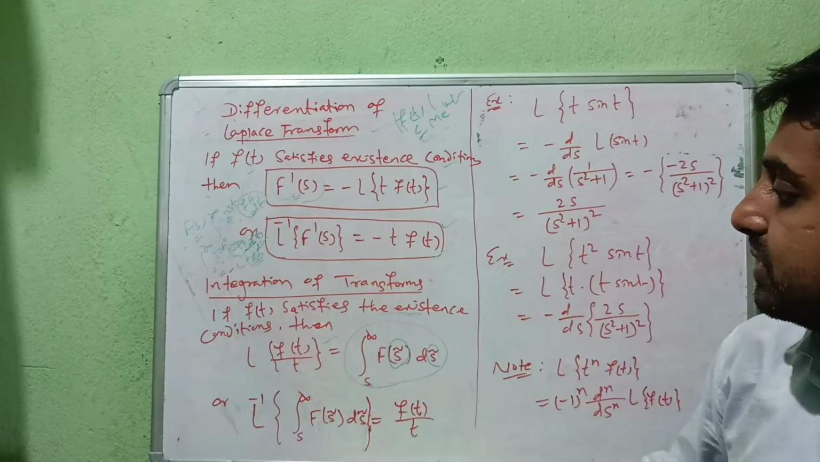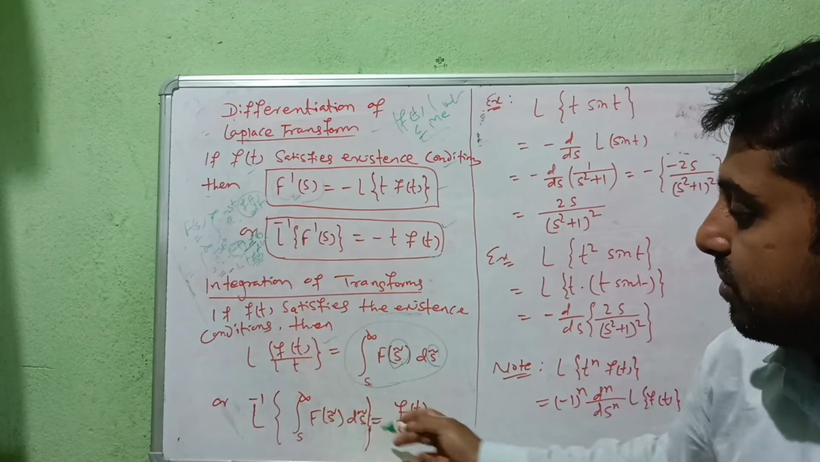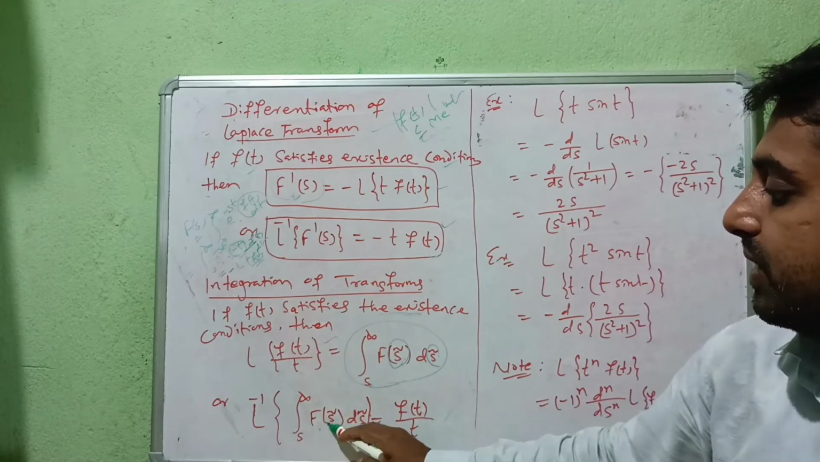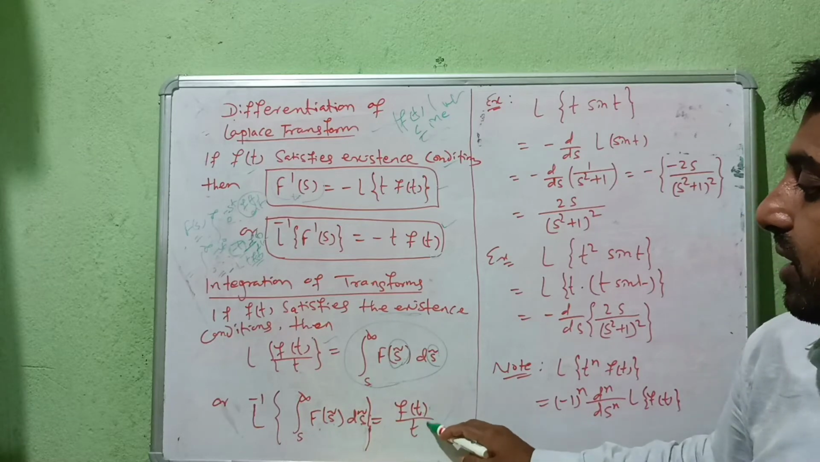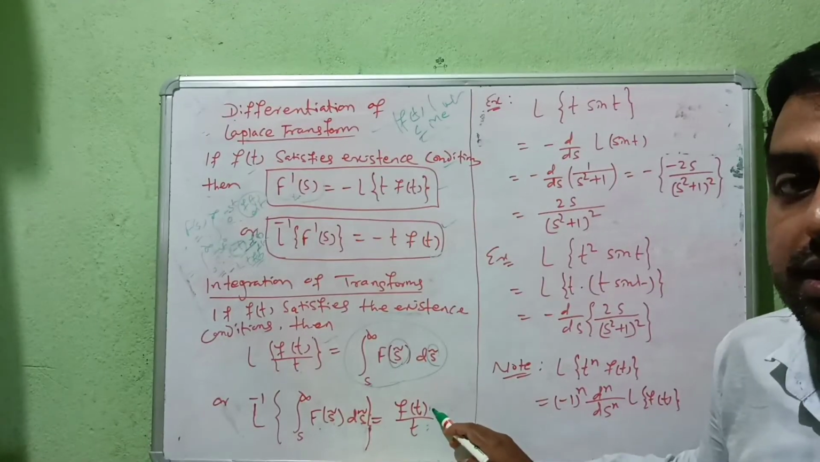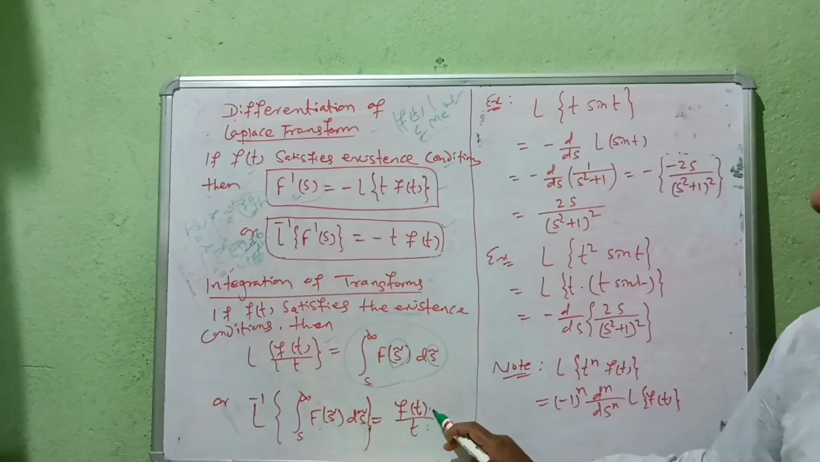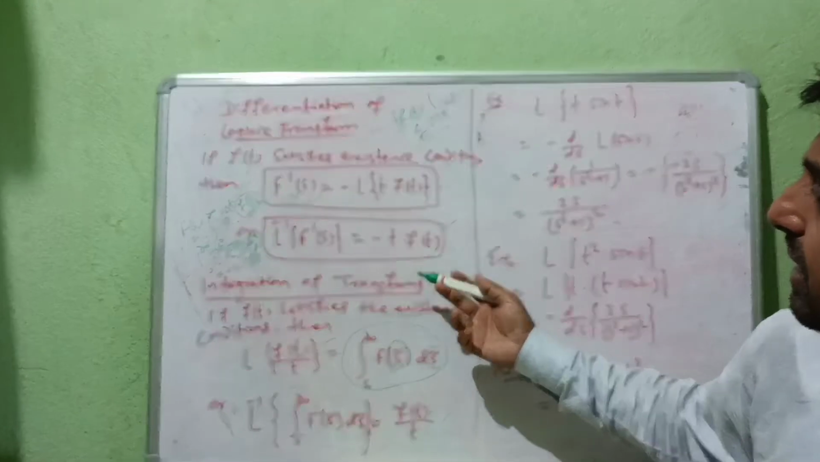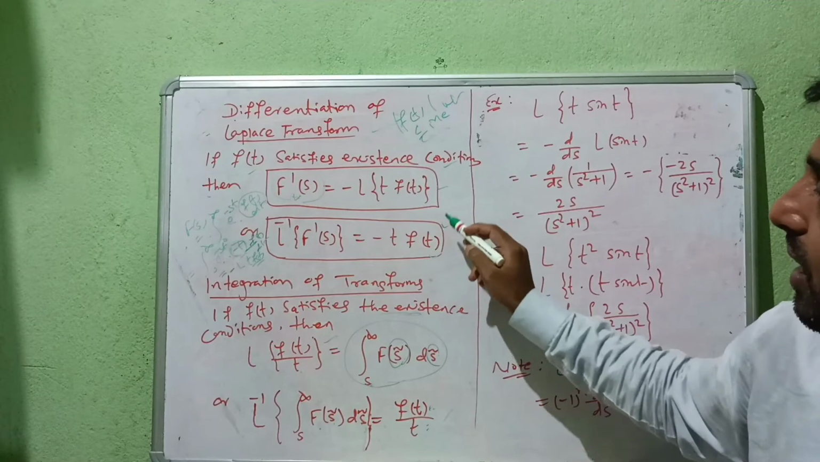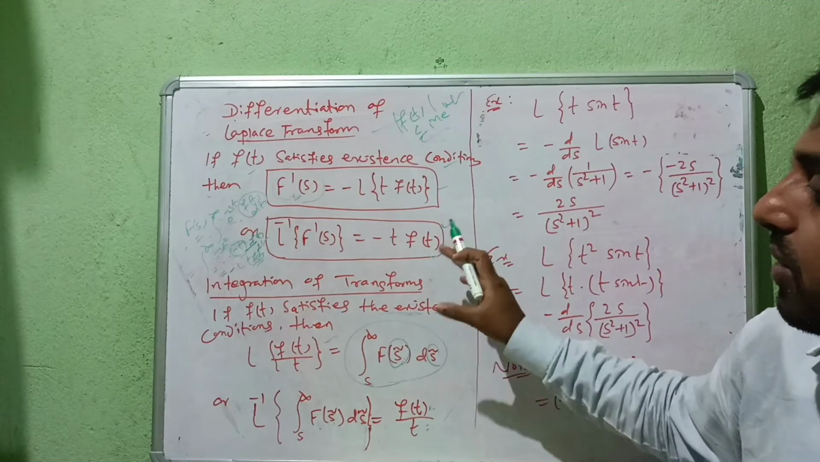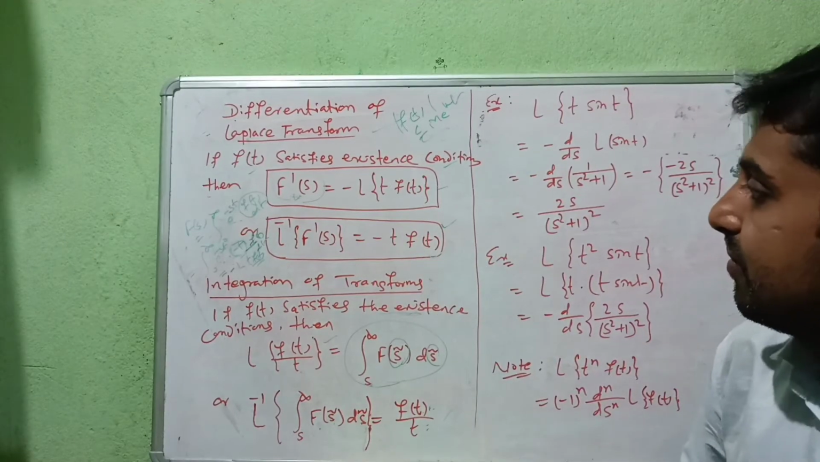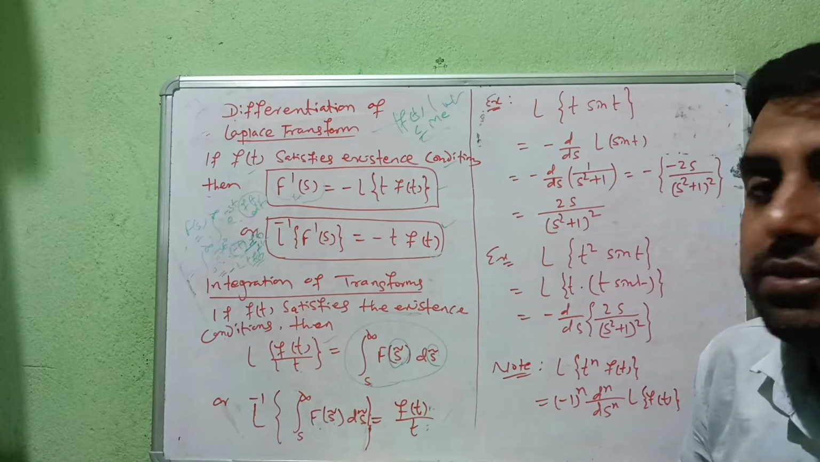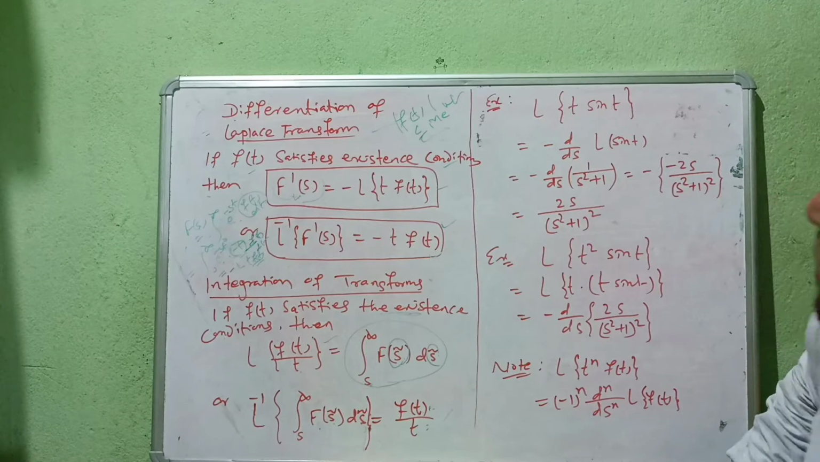If you integrate this, then the value will be Laplace of f of t by t. So again, if you take Laplace inverse on both sides, then you will get Laplace inverse of the integral from s to infinity of F of s tilde d s tilde is equal to f of t by t. So one thing to remember: you can use this formula, and you can also use the other formula, according to your question. Okay, so let's do some examples.